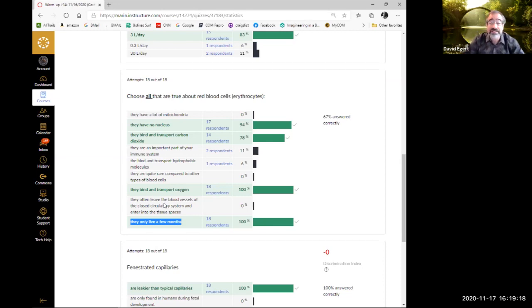Another fun fact about recycling red blood cells: part of that recycling of the heme group is making this stuff called bilirubin, which ultimately ends up getting dumped into your bile and is what makes your poop brown.